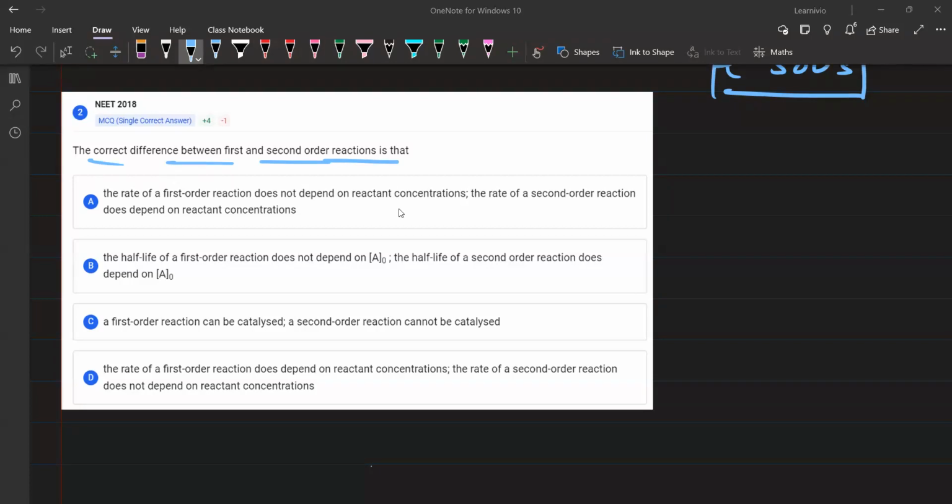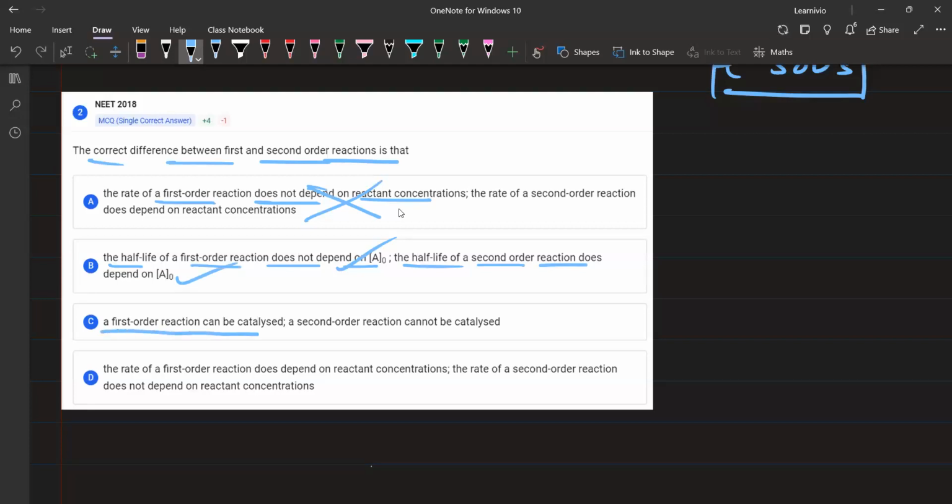The rate of first order reaction does not depend on the reactant concentration. It does depend. This is not right. It's incorrect. The half-life of first order reaction does not depend on A naught. This is true. The half-life of second order reaction does depend on A naught. This is also true. Okay, both of these things are true.